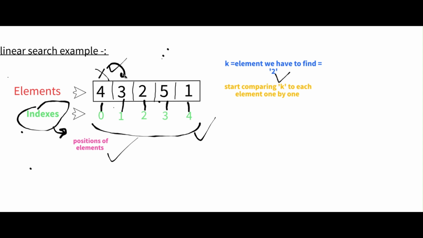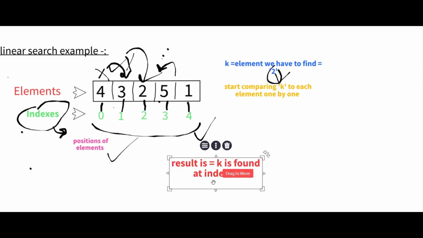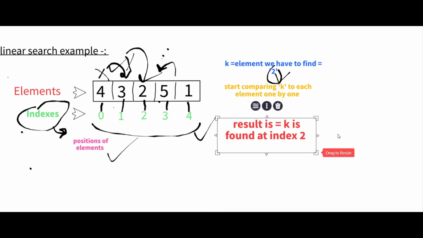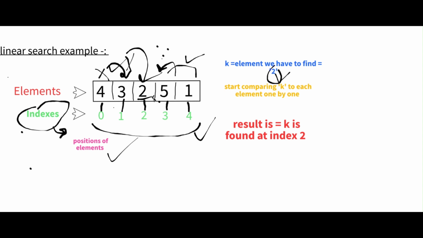So for example, now I took k. K is an element that we have to find here. So let's suppose that k equals 2. In linear search we have to compare k directly from the first element. I compared 2 to 4, so it is not equal to 4 and it is not equal to 3. Then I moved on to 2. So 2 equals 2, so the result is that k is found at index 2.